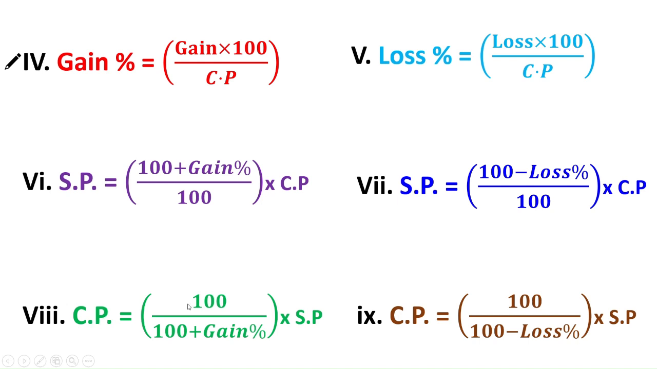Cost price equal to 100 by 100 plus gain percent into selling price. Cost price equal to 100 by 100 minus loss percent into selling price.